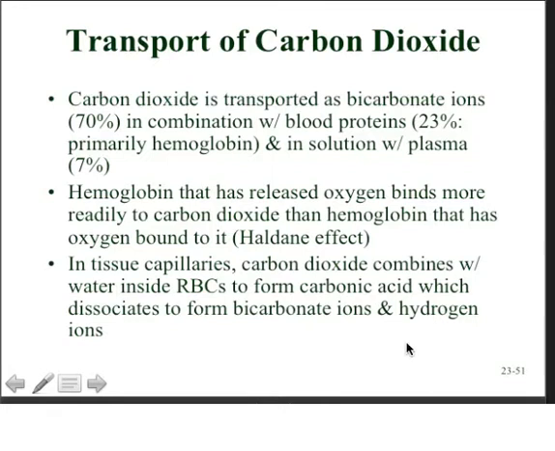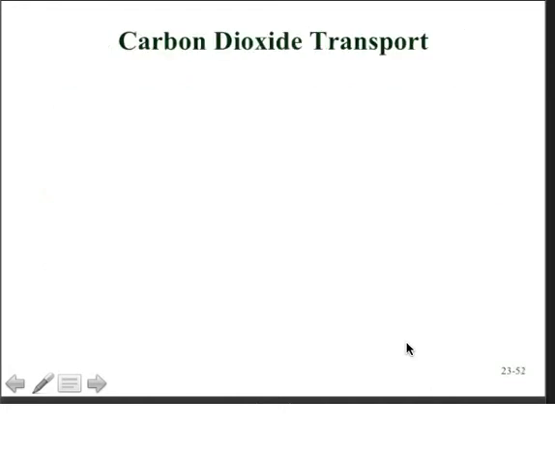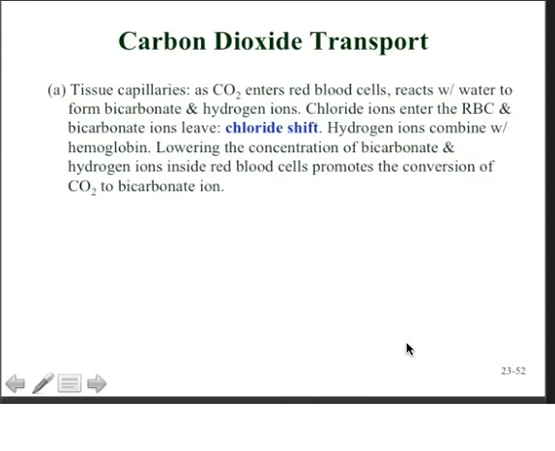In tissue capillaries, CO2 combines with water inside red cells to form carbonic acid. This dissociates, making bicarbonate and hydrogen ions, and of course, we know what effect the hydrogen ions have on the affinity of hemoglobin for oxygen: it causes it to drop. Tissue capillaries have high CO2. This enters the red blood cells and reacts with water, forming the bicarbonate and the protons. The chloride ions enter the red cell and the bicarbonate ions leave, and this we call a chloride shift, to maintain charge on either side of the RBC.